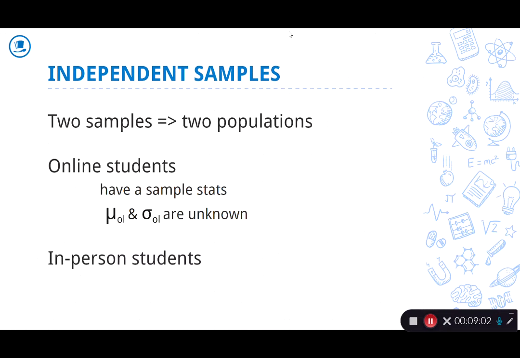It would be the same for the in-person students. I have the sample statistics. I can figure out everything I know about the sample. But the mu and sigma for in-person are also unknown. We can still do a t-test thanks to logic and good old Gossett, who developed the t-test. But thanks to logic, we can compare two samples without knowing what the population parameters truly are.